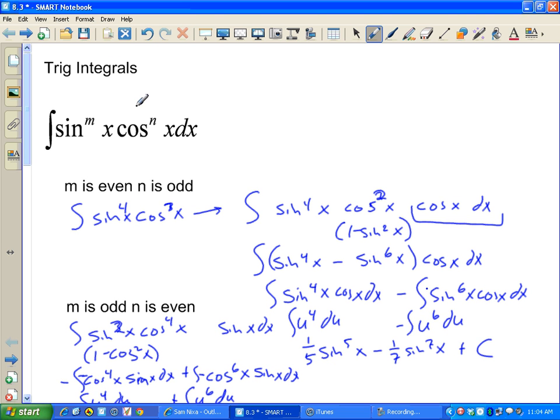Okay, so that's when you have sine and cosine. I'll make a separate video for the other special trig rules for section 8.3.